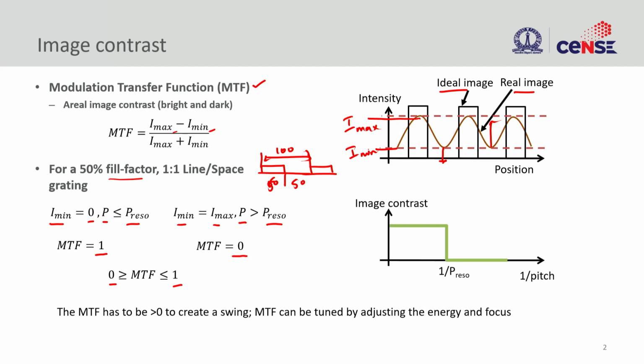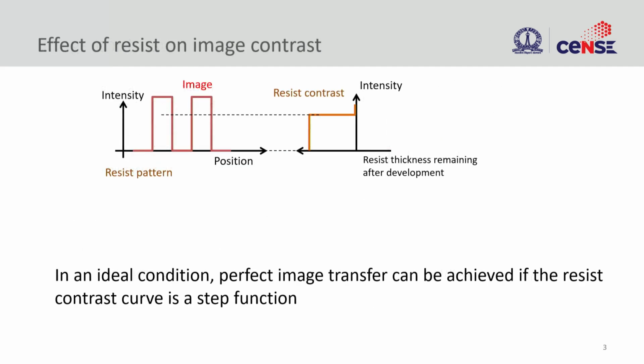And this image contrast, of course, is a step-like function, as I said. So, if it is 1 you create the image, if it is 0 you do not create the image. So, we have to make sure that we create this contrast by tuning and adjusting our energy and also the focus. So, let us look at how this image is formed on the resist.